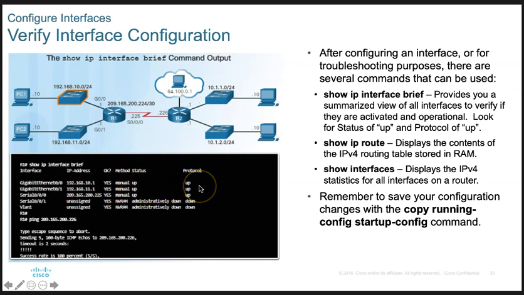Now let's pretend you gave it the IP address and the subnet mask, but you forgot the no shutdown command. So you're going to see that it is up, but the protocol is down. All right.